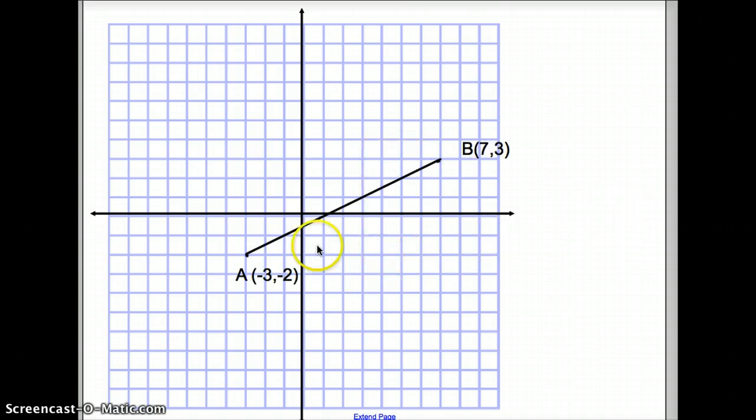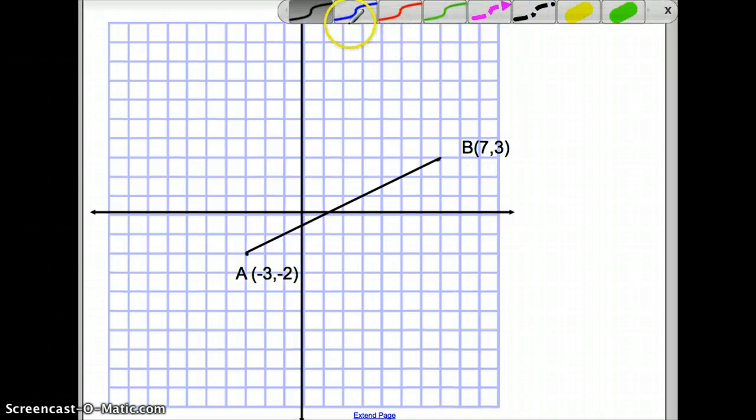So if we think of slopes as skiing, the steeper the slope, the bigger the y difference compared to the x difference, or the bigger the vertical compared to the horizontal. So when you think of a slope, you can think of it as rise over run.